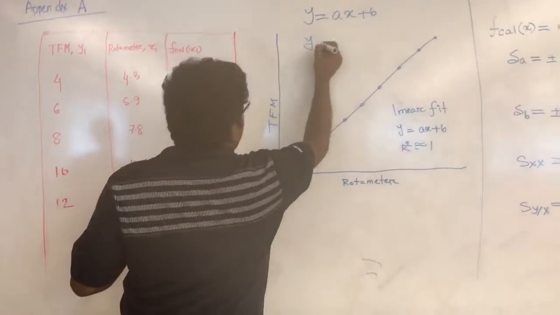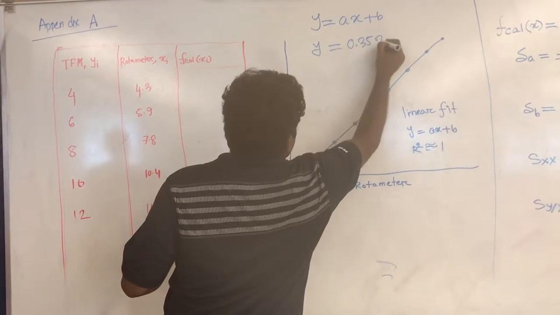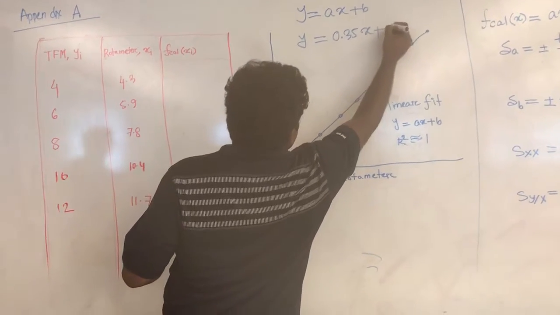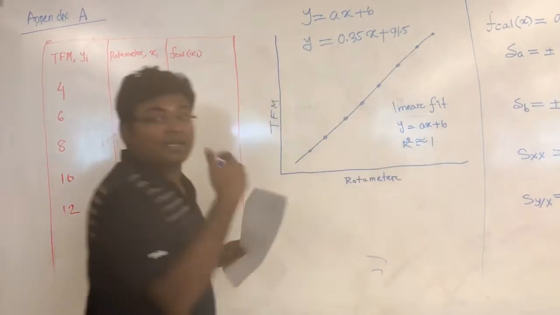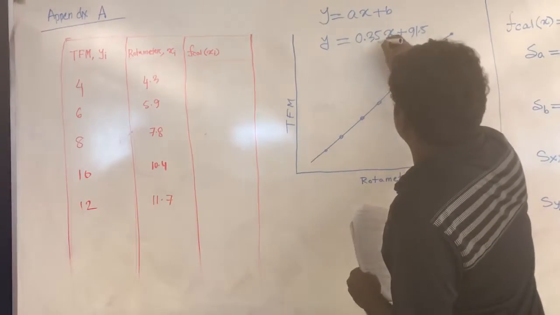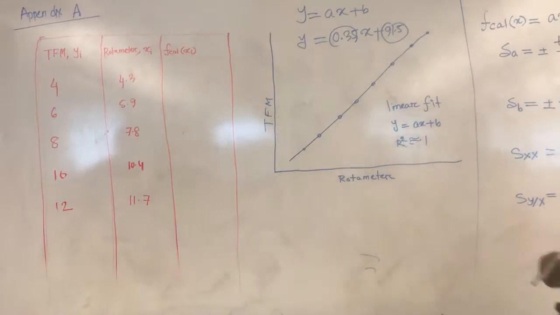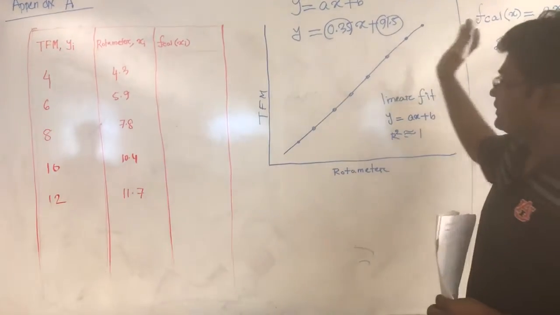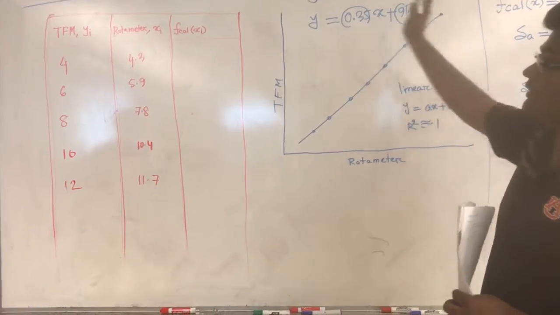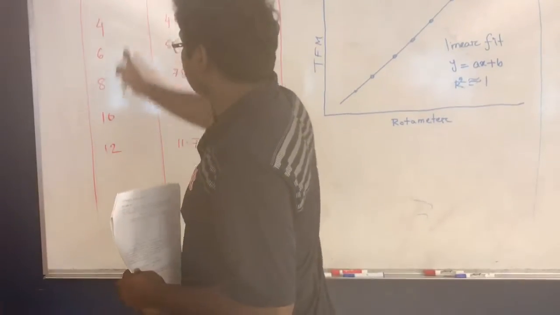You'll get y equals 0.35x times 91.5. Suppose this kind of equation you will get. So this is the value of A and this is the value of B. You need this number. This is for one device, rotometer. The similar thing for vortex shedding meter, turbine flow meter will be same.